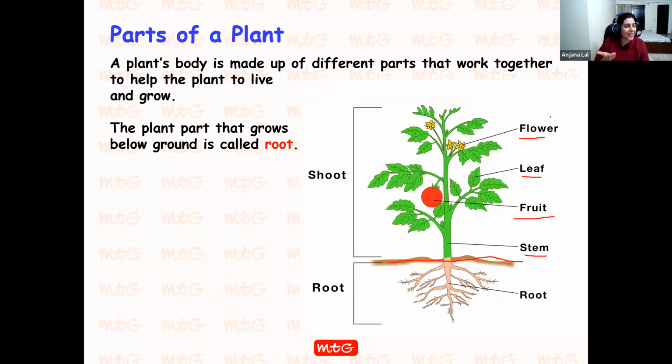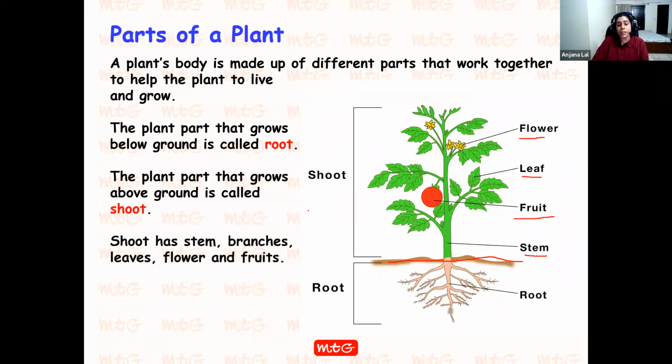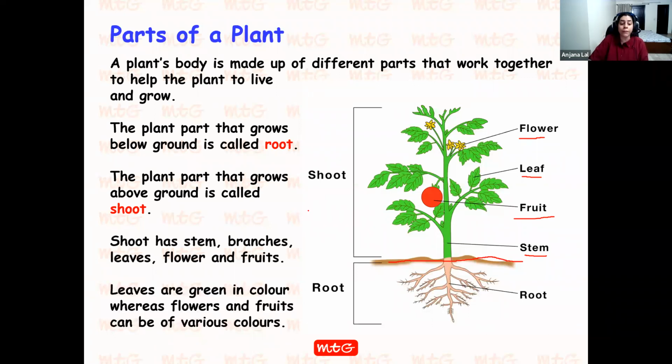Lower side. Wait, children, you need to be patient. Aditri, good. It's the lower side. Thank you, beta. You may mute yourself. Aditri just shared a fact with us that the stomata, which is on the lower side of the leaves, helps the plant to breathe. So the plant part that grows below the ground is called the root, and the part which grows above the ground is called the shoot. And as we can see, the shoot has stem, branches, leaves, flowers, and fruits.